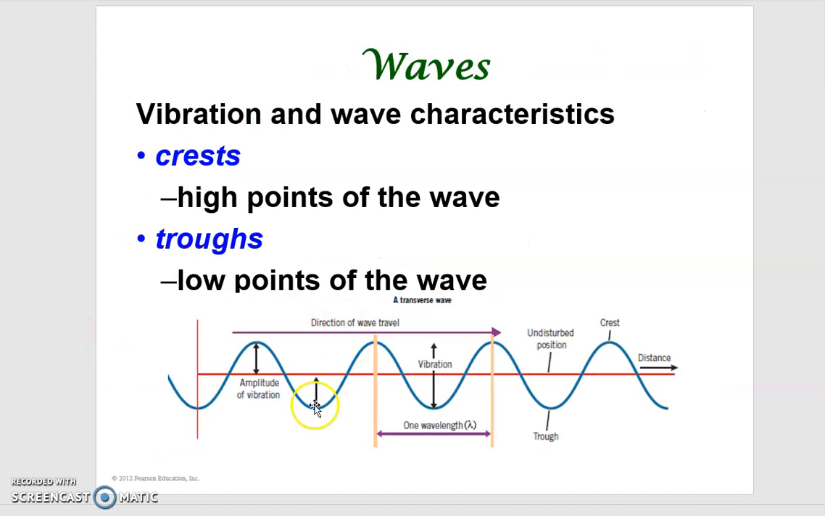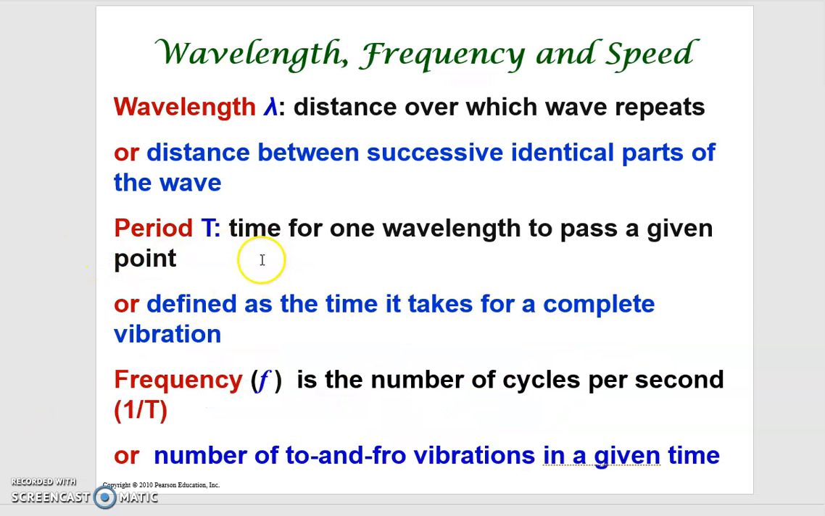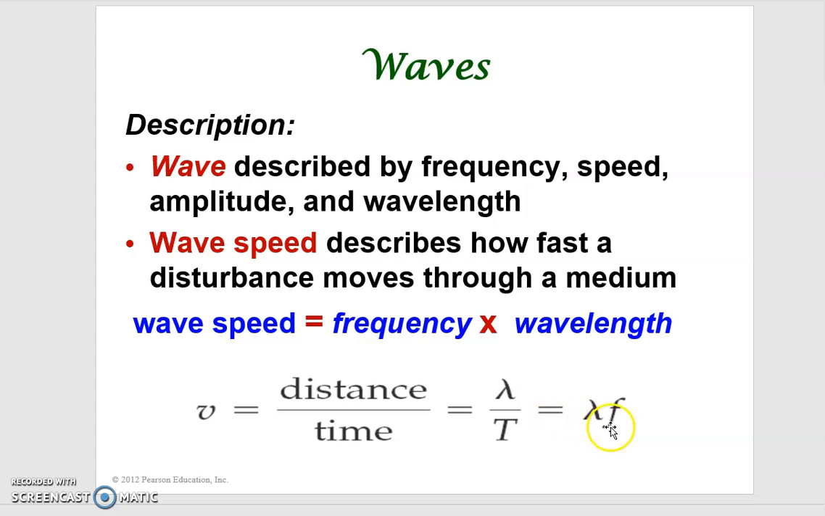So the time for the wave to pass from this point to here, okay? So this is one wavelength. So for this one wavelength to pass a specific point, the time span is a period. So the frequency is 1 over the period. And the wave speed now is described as the product of the two values.